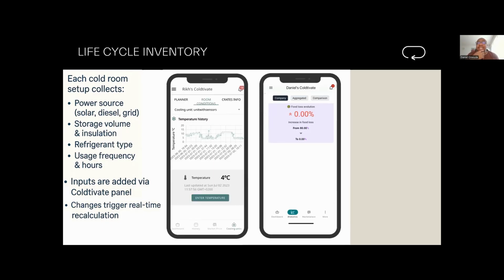Now, in this slide, you can see how the Cultivate app goes beyond just data entry to providing real-time monitoring and actionable insights for each cold room. On the left of your screen, you see an example of the temperature history, where users can track how the cold room conditions evolve over time alongside the current temperature reading.